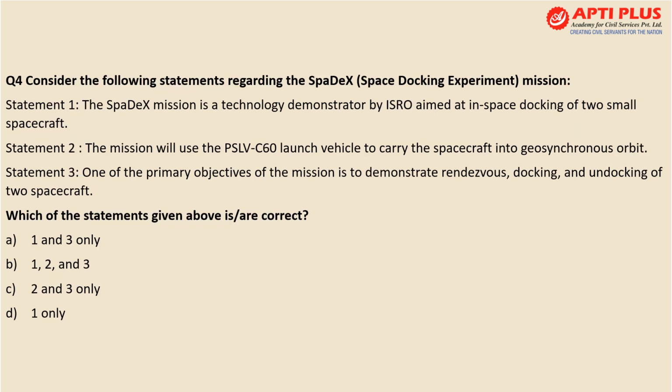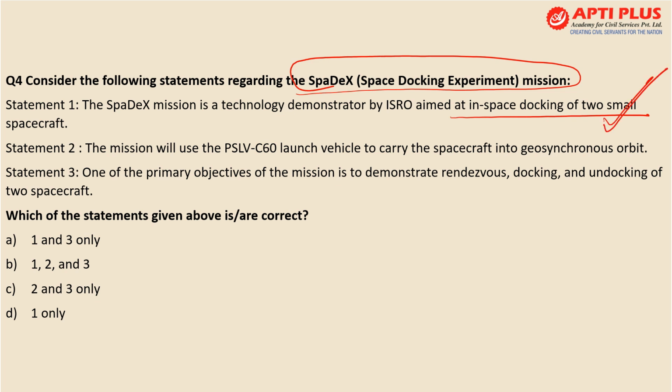Moving on to our next question, that is with respect to the recently launched SpaceX mission. भी काफी न्यूज में चर्चा में रहा है ये SpaceX मिशन. तो ये क्या है? Statement 1: SpaceX mission is a technology demonstrator by ISRO aimed at in-space docking of 2 small spacecraft. So this statement is correct.